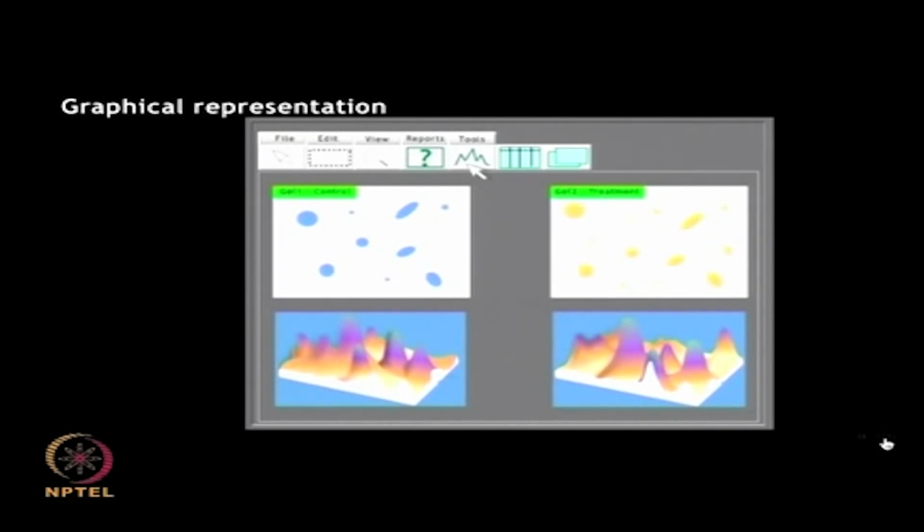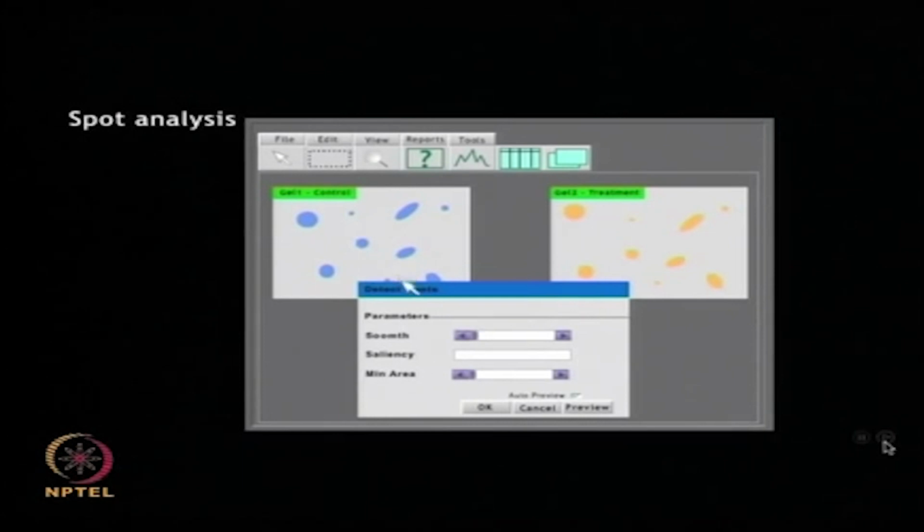Next, we will talk about spot analysis. Every spot on the gel can be detected by selecting the detect spot option. Various parameters such as smoothness, saliency and minimum area must be suitably adjusted for maximum clarity. Once this is done, each spot will either be encircled or marked with a cross, depending upon the setting, along with the spot numbers.